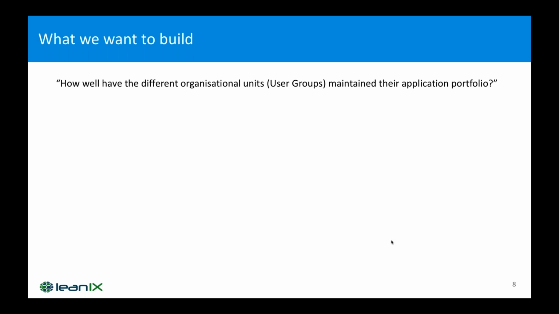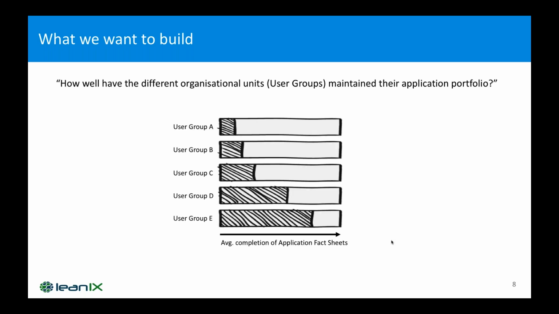What I imagine to build is a simple bar chart where each user group is a bar, and the length of the bar says how much is the average completion of the application fact sheets related to that user group. So the length of the bar is determined from the average completion.